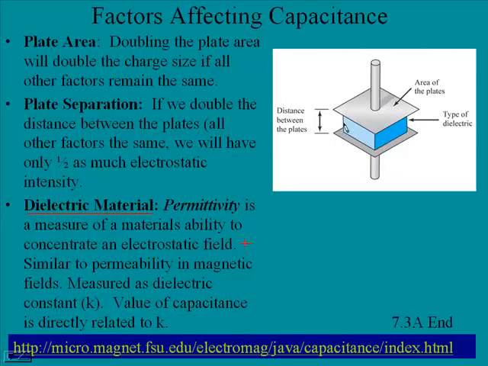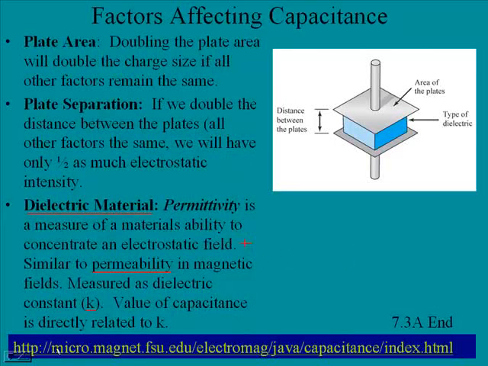Now, the concept of permittivity is similar to that of permeability. Remember in permeability we talked about with transformers that the core material had an ability to transfer a magnetic field. Well, an electrostatic field and permittivity is a similar concept. So permittivity is similar to permeability. Permittivity is measured as dielectric constant K, and the value of capacitance is directly related to K.